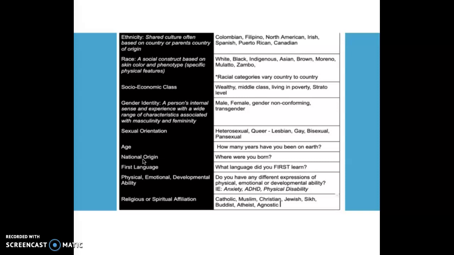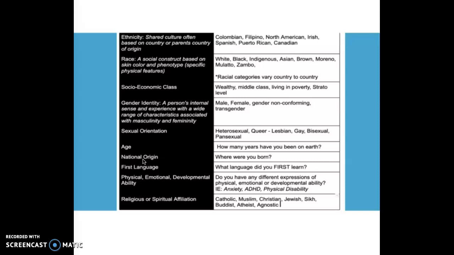You might want to give a little explanation. Gender identity is how a person internally senses and experiences a range of characteristics associated with masculinity and femininity. It's what they identify as. So as male, as female, maybe some folks identify as gender nonconforming, or as transgender, meaning they identify as a different gender than the sex that they were assigned at birth.